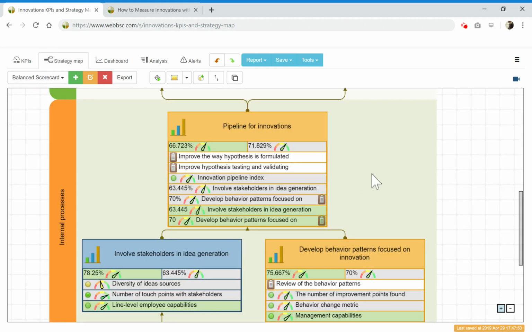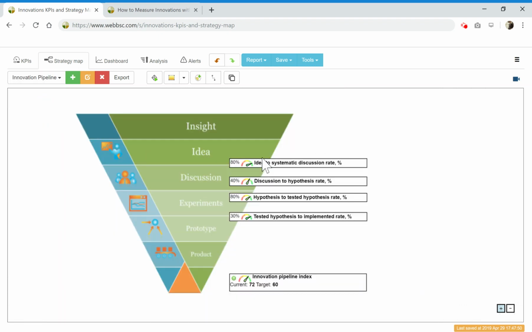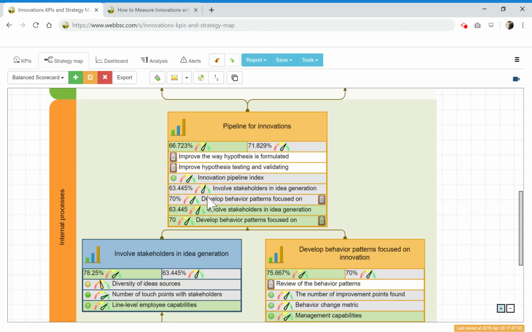Okay, so what do we use to measure this? Yeah, so we can use the metrics that I have mentioned before. We can measure the conversion rates between these different stages.